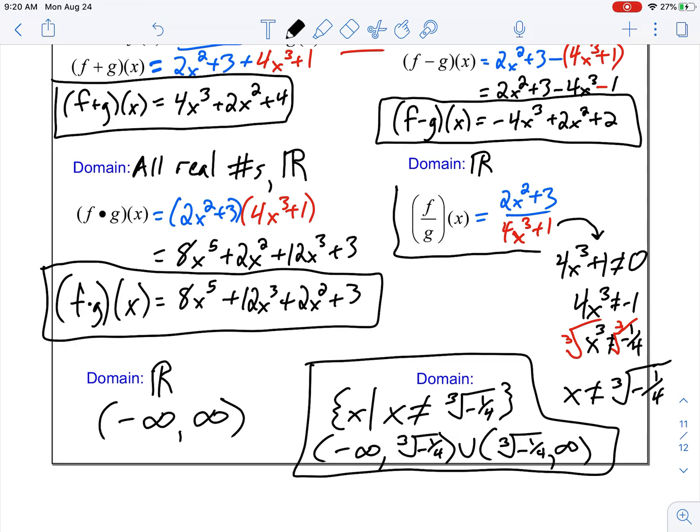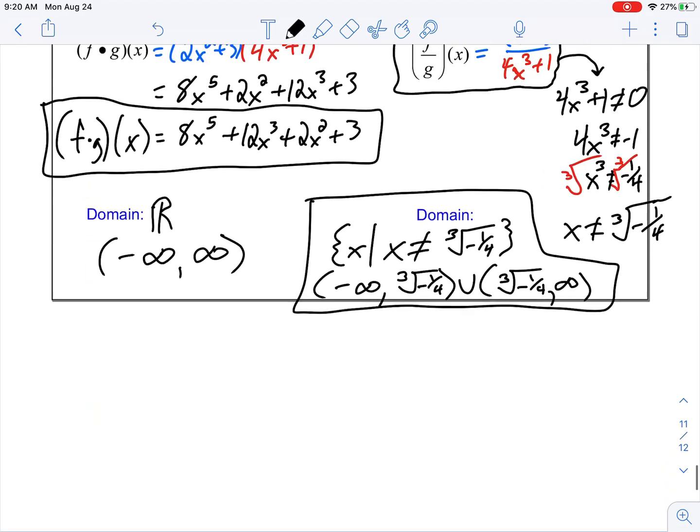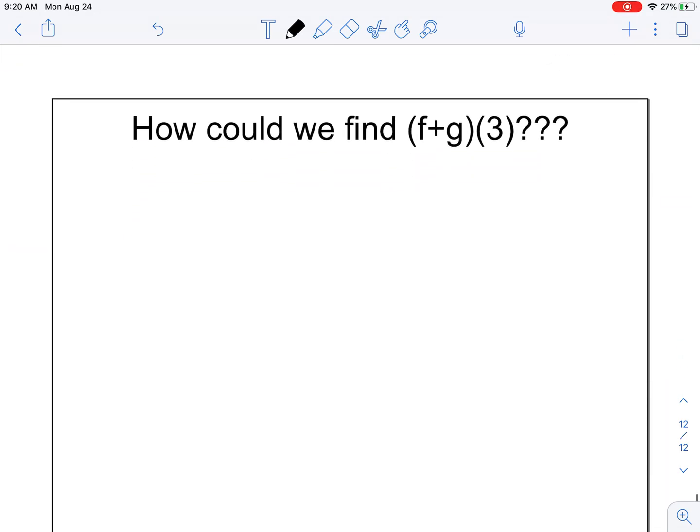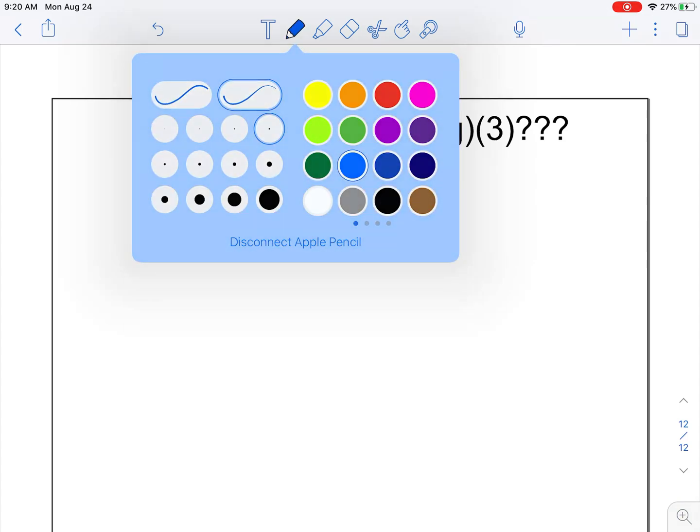And then back up here, my f divided by g of x, that's as much as I can clean up. There's no simplifying. I would look to factor the top and bottom, but if I can't do anything, that's as far as I can go. All right. Those are the operations. Now, one quick point I want to make here, all right?